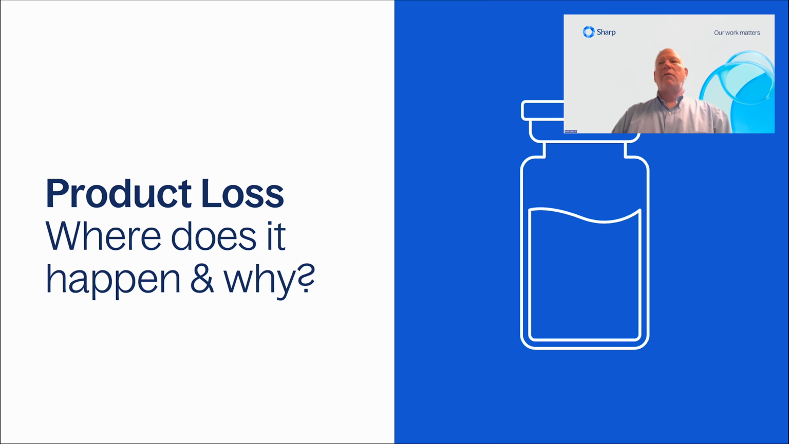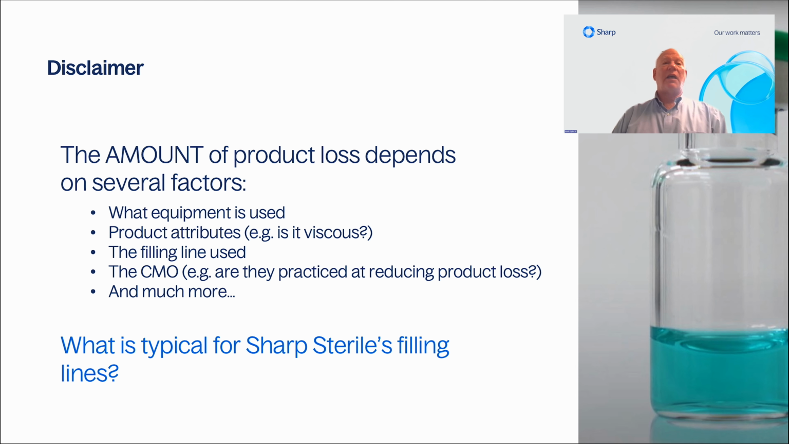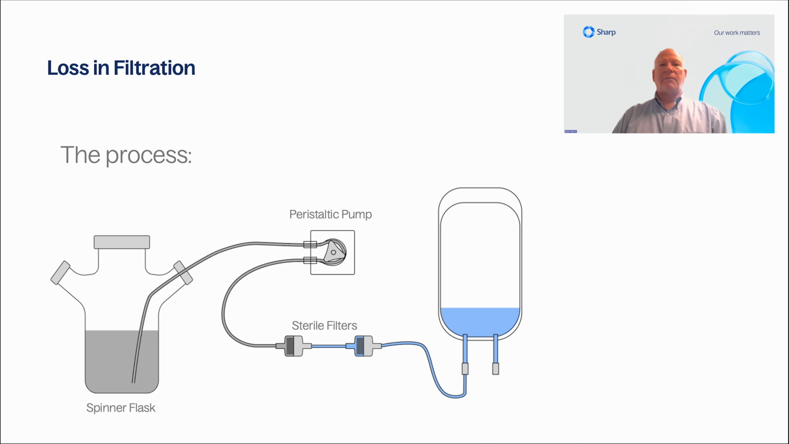I will map out a typical formulation and filling procedure and outline where a product is lost during the process. Of course, the amount of volume that is lost will all depend on the project, the filling line, and the CMO. Many CMOs do not focus enough on reducing product loss, and their losses are often much higher. But for today, I will mention typical amounts that are lost on our filling lines at our site in Lee, Massachusetts. So let's start with formulation.